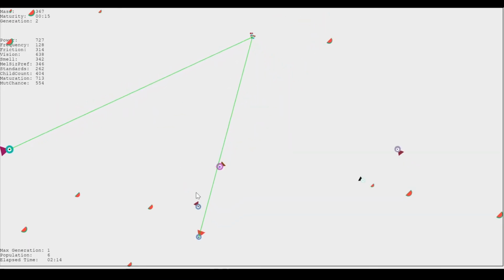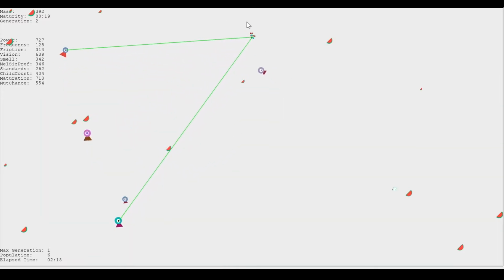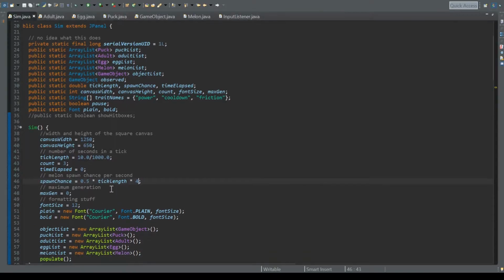At this size, it'll be sort of a long, slow process for evolution to occur, because there's not very much food, basically, so the population is limited, and we didn't have that many pucks to start with, but we can change these values if we go back over here.